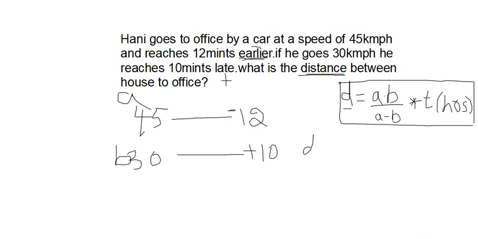So distance equal to, what is our A, friends? 45. 45 into B, what is B? 30. 45 into 30 by the difference, 45 minus 30. Okay, what is the difference?